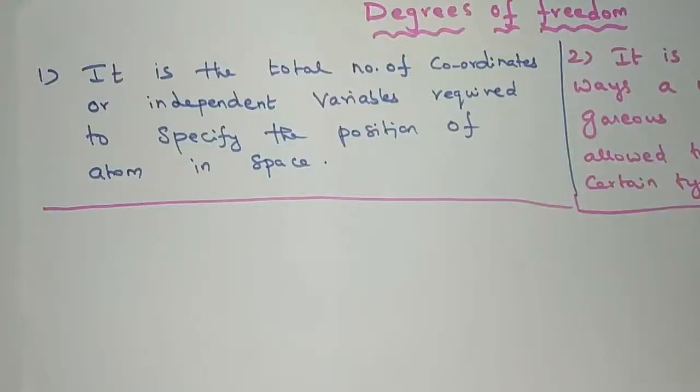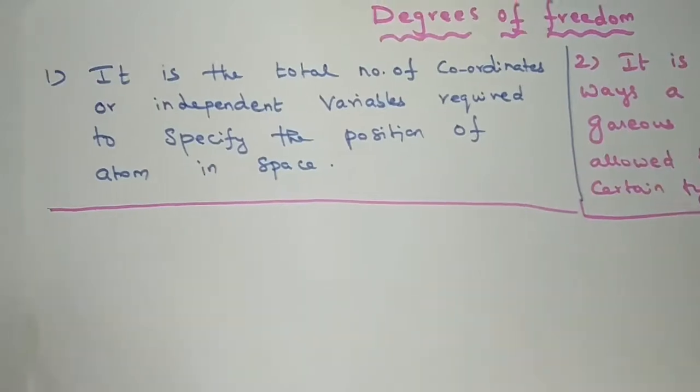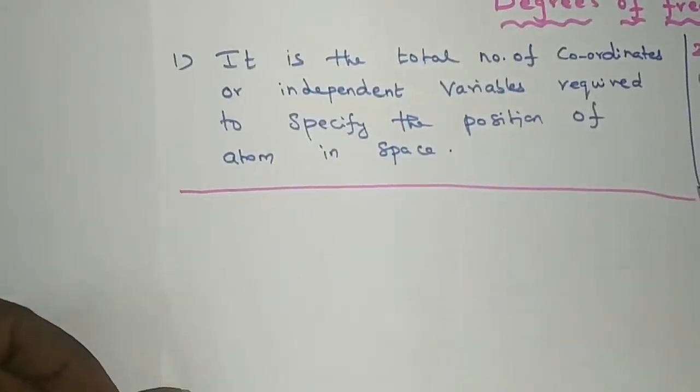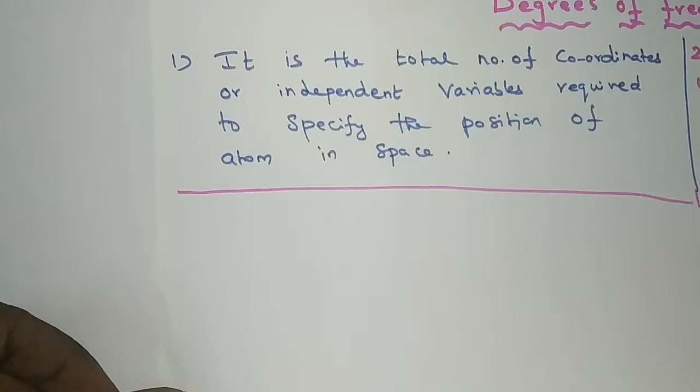Hello students, in this video we will discuss the degrees of freedom in thermodynamics chapter. So first of all, the degrees of freedom. It has got two definitions. The first one is this. It is the total number of coordinates or independent variables required to specify the position of an atom in space. So this is the definition. It is the number of coordinates or independent variables required to specify the position of an object in space.